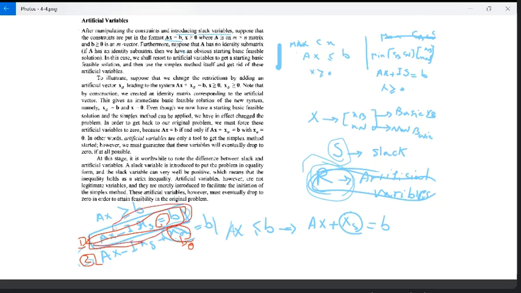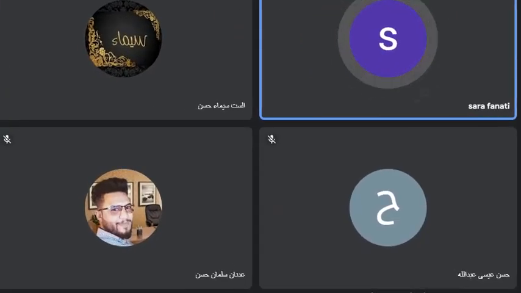Therefore, this relationship is equal, and if relationship 1 equals relationship 2, XOR must be 0. This XOR is an artificial variable. Okay. Please pay attention to the next page.